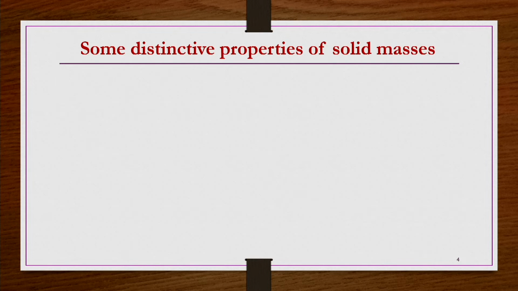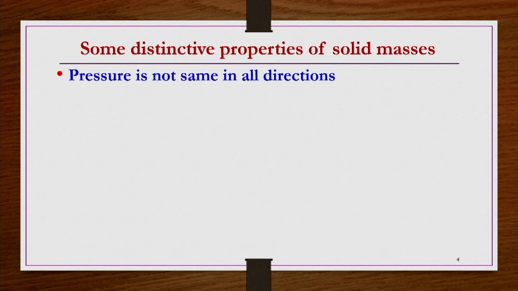So, some distinctive properties of solid masses. The first one is that the pressure is not the same in all directions. Let us say you have solid masses like this, in a container or in a tube, or grains that you are taking to operations or to a storage unit. If you apply pressure on the top surface, for example, the pressure would not be the same in all directions.